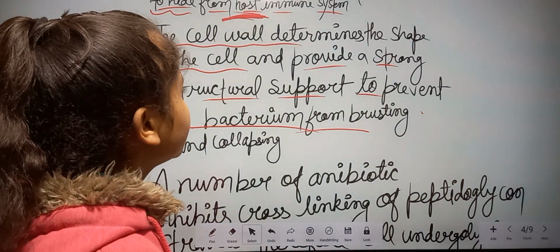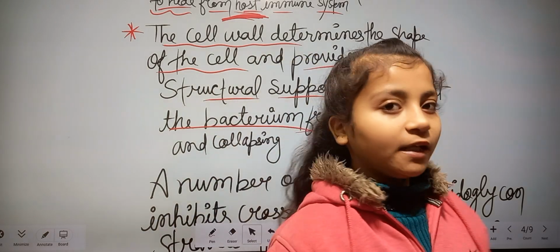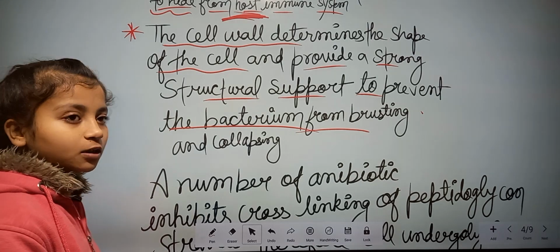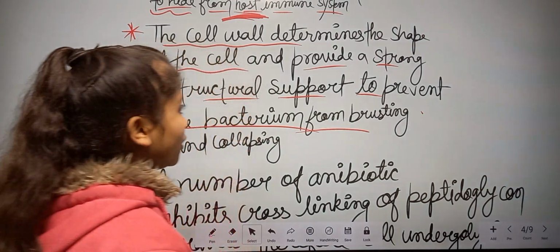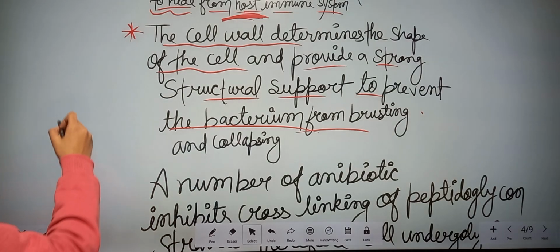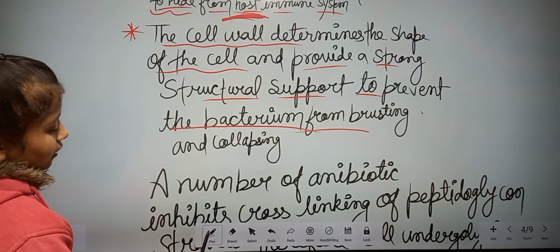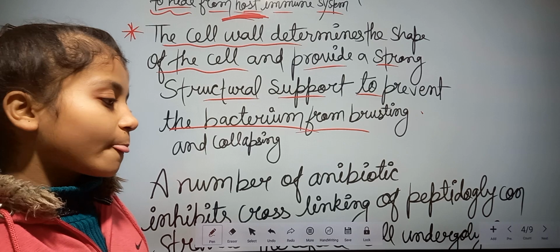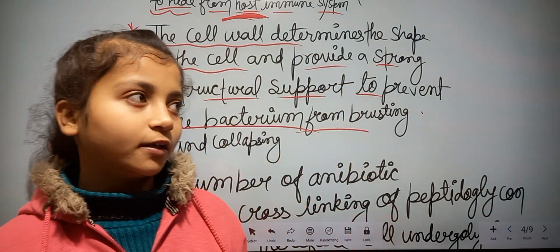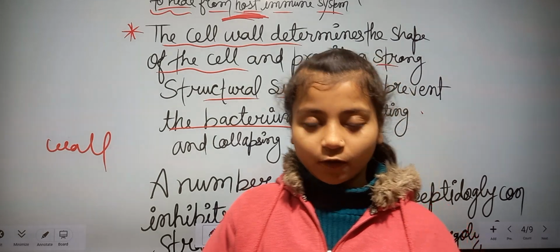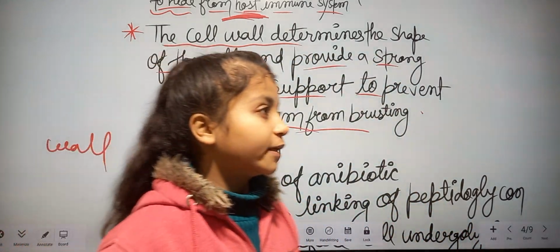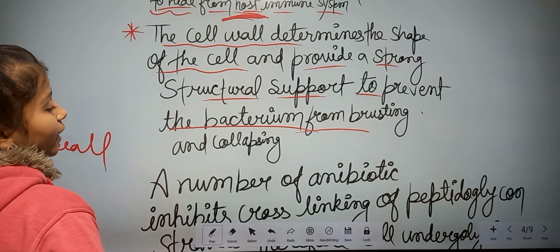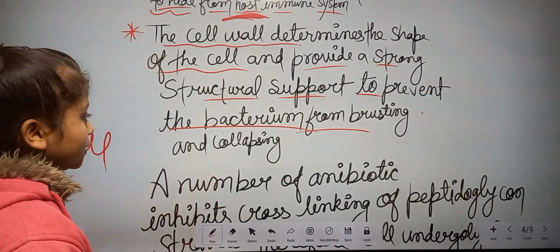The cell wall determines the shape of the cell and also provides strong structural support, because the cell wall is made up of a hard, brick-like structure. Wall means something that protects. In a room, the wall also gives us shelter to live, and prevents wind and rain. In the same way, the cell wall provides structural support to protect the bacterium from bursting and collapsing.